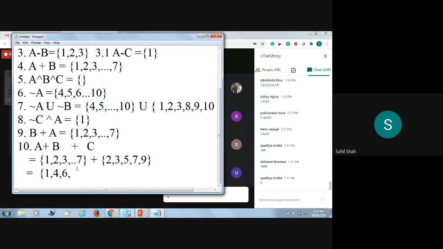Now let us check for this. 2, 3, those are present. 5, it is present. 6 is okay. 7 is present. 9 is not present. So I am having the answer as 1, 4, 6, 9. How many of you are now clear with this answer? How it comes 1, 4, 6, 9?